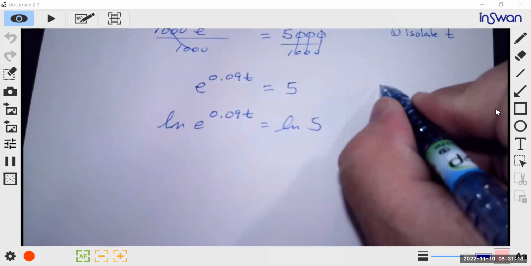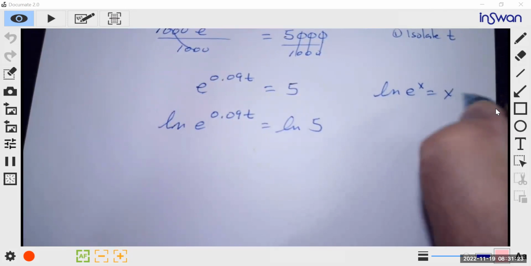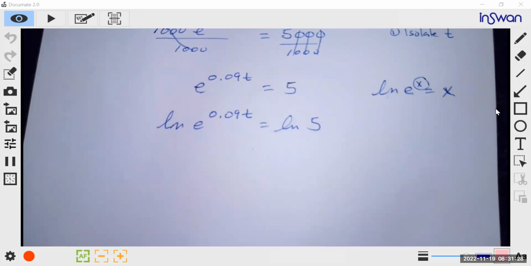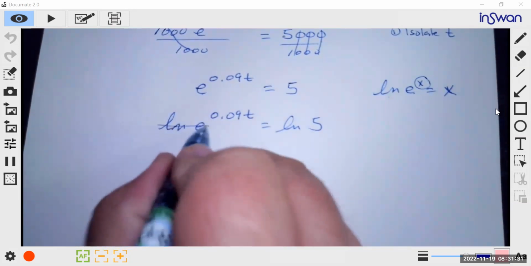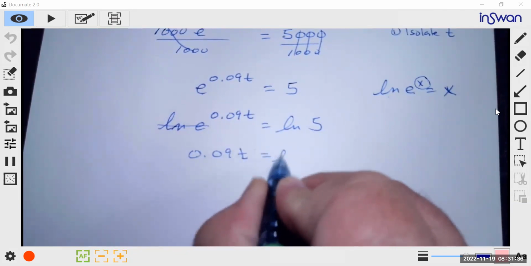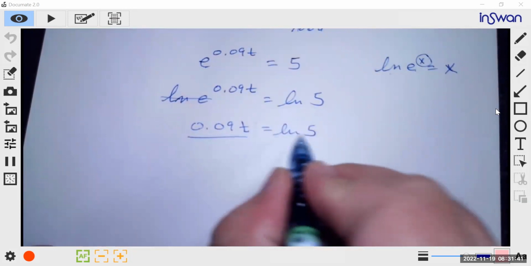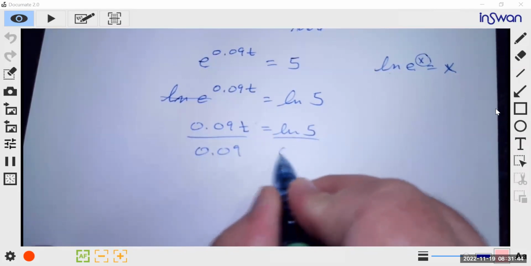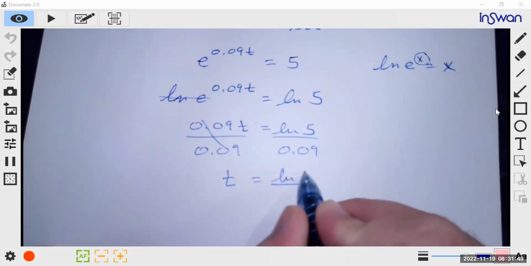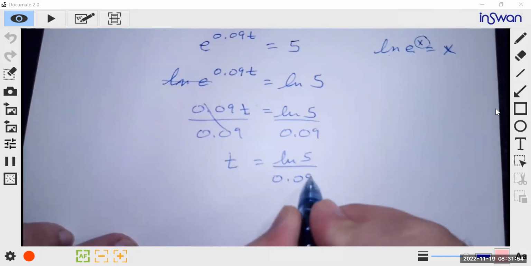The reason we took ln of both sides is because ln is already log base e. So log base e of e is simply the exponent. So those cancel, leaving us with the exponent. Divide both sides by 0.09. And there you have it. ln 5, that'll work in a calculator, divided by 0.09. And there's your answer.